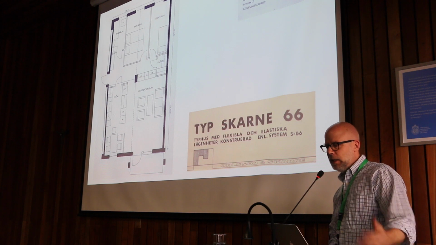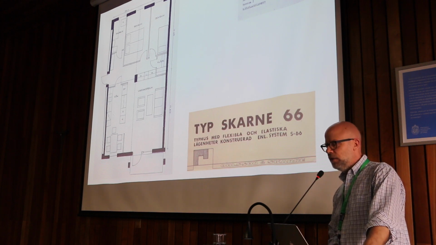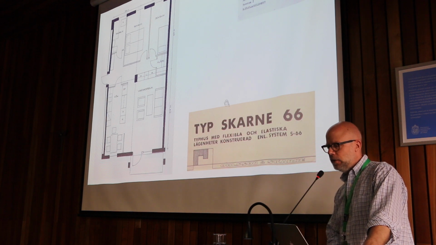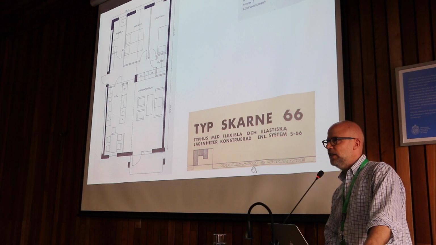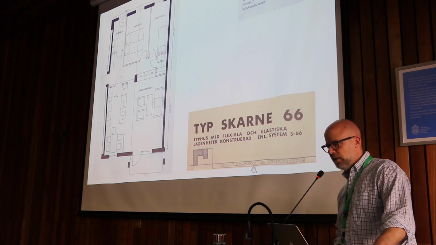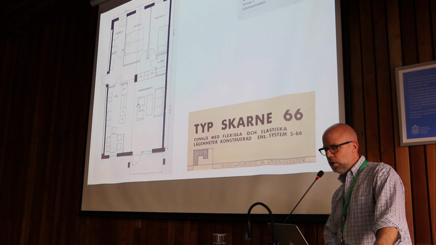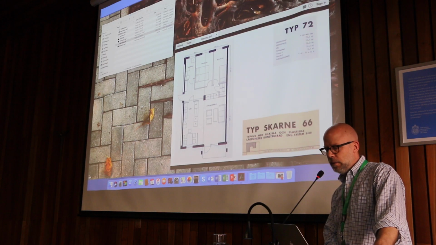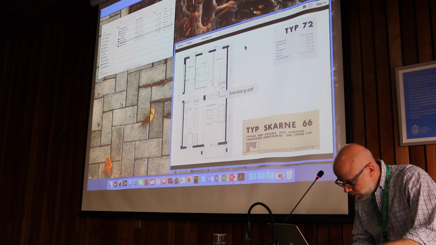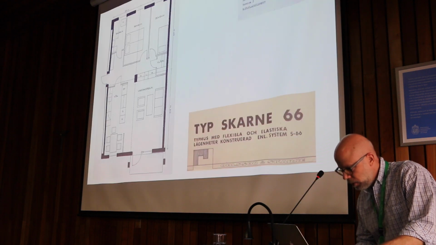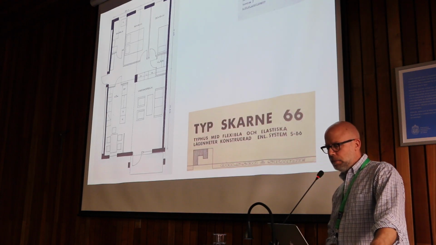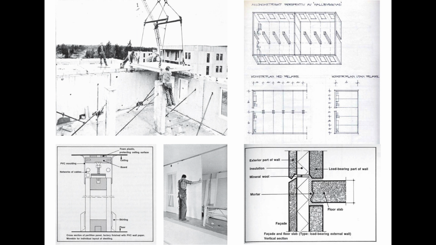And the nuclear family was to live in one of these apartments, which was a 72 square meter called Type 72 of the system Skarner 66. And the 66 is because that's the year it was developed. And it's a load-bearing exterior wall system with a load-bearing column in the center.